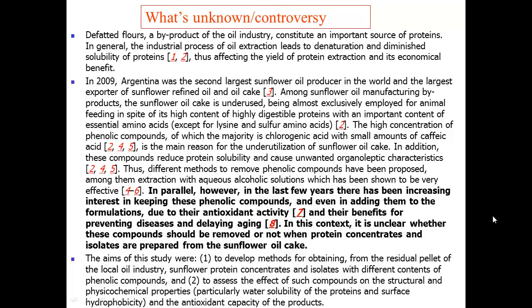In the last few years, there's been increasing interest in keeping these phenolic compounds and even in adding them into formulations because they have antioxidant activity. So there's some belief that the antioxidants from these phenolic chemicals may have benefits for health. So now there's a controversy. So maybe we should actually not bother to remove these compounds from these protein flours. Maybe we should leave them in these sunflower flours. So there's kind of a controversy here.